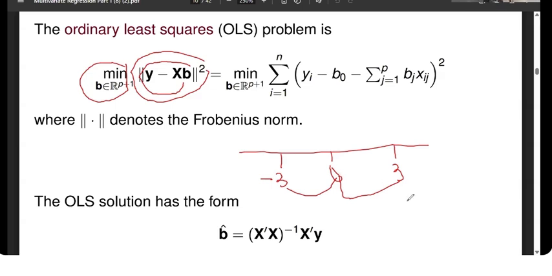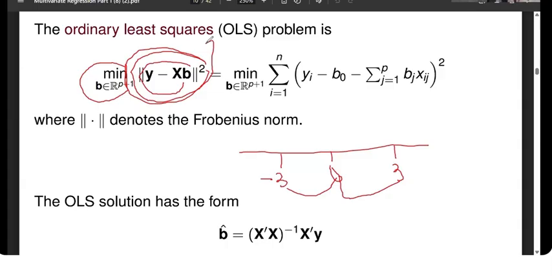When I square -3, that gives me 9. When I square 3, that also gives me 9. And that is why we're squaring this. Can you see that? And when you square, we want to minimize the square. And that's why it is called least squares.